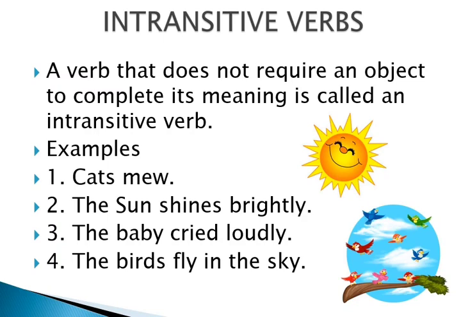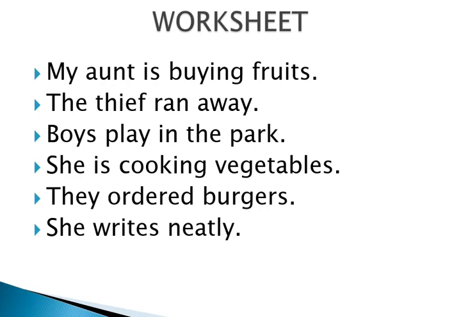After the verb, not what or whom. So these are not objects. And when your sentence does not have an object, then the verbs that are used there are known as intransitive verbs. Understood? Right. So the cats mew, the sun shines brightly, the baby cried loudly, the birds fly in the sky, all have intransitive verbs. Why? Because they are not accompanied with an object. I hope you have been able to understand, children, what are transitive and intransitive verbs.